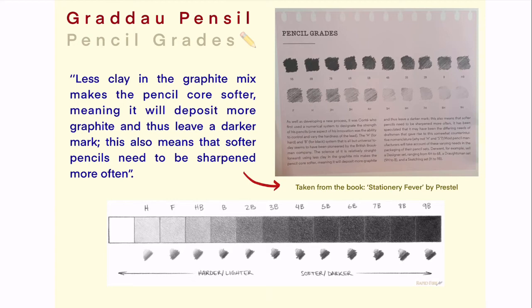Basically, it means that less clay in the graphite mix of the pencil makes the pencil core softer, meaning it will deposit more graphite and leave a darker mark. It also means the softer pencils need to be sharpened more often.